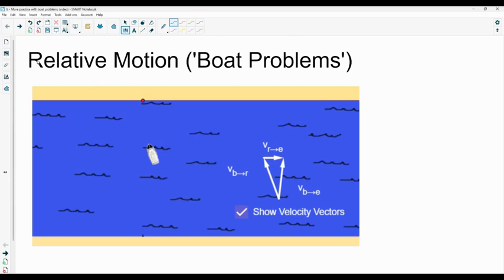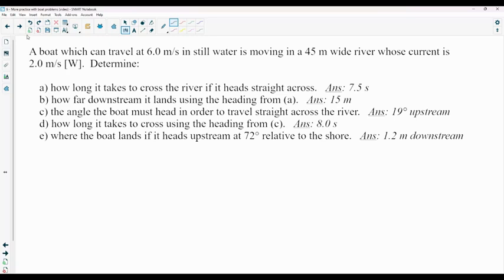Okay, so we're talking these relative motion boat problems. And this is an example of the kind of problem we might end up with. I'm just going to take a little tea break here while you start reading and see what's going on here. A little bit of Earl Grey is keeping me going.